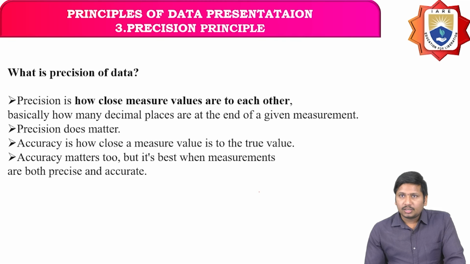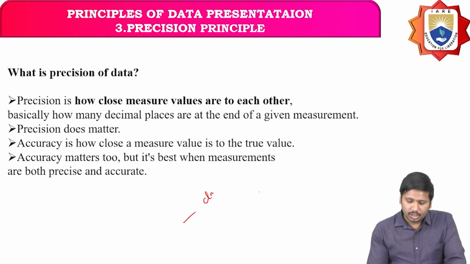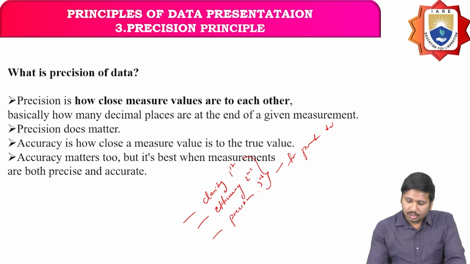So these are things about the precision of the data. Precision is also one of the principles for making data presentation very effective. Previously we covered clarity and efficiency, and the next principle is precision. The first should be the clarity principle, the second should be efficiency, and the third should be precision. So these three principles are very important for presenting the data.